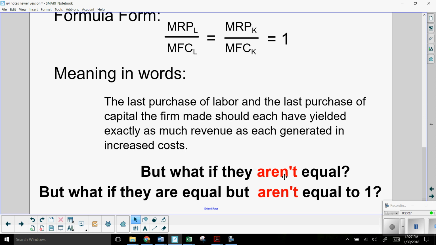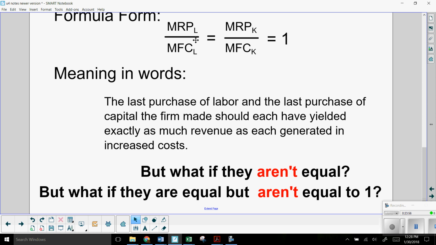So if my fraction over here for MRP of L over MFC of L is bigger than for capital, what that means is that I want to buy another worker and maybe a little bit less machinery. And then this fraction will increase and this fraction will decrease. If they're not equal, the last worker or the last machine that you bought is a better deal than the other one, and you need to keep doing the thing that's a better deal.